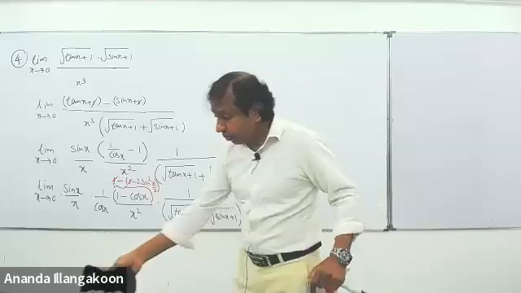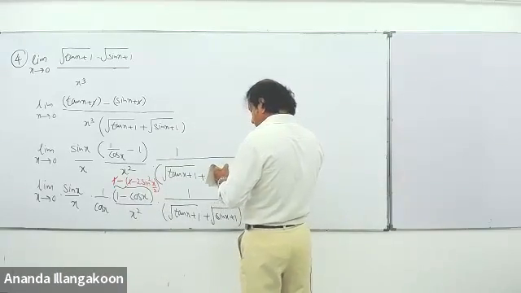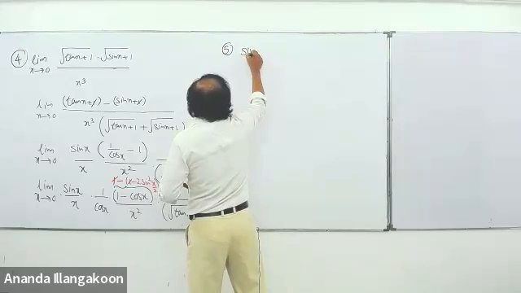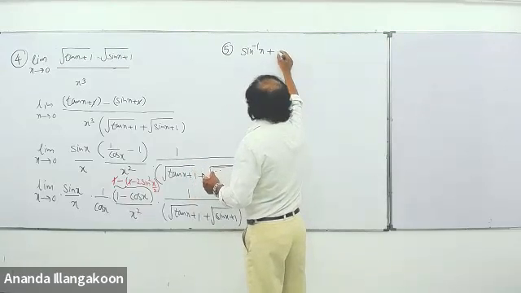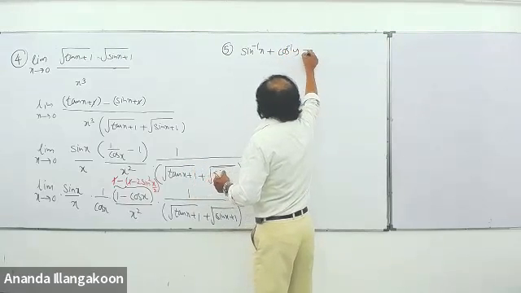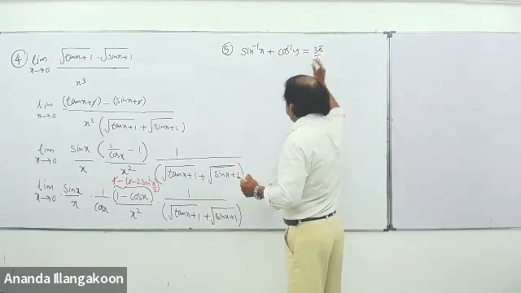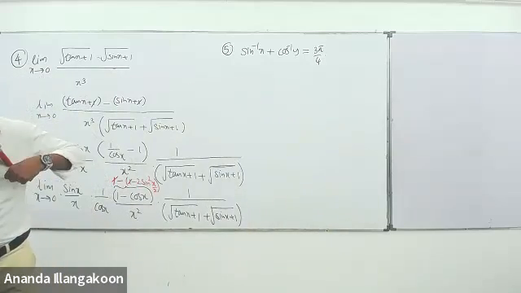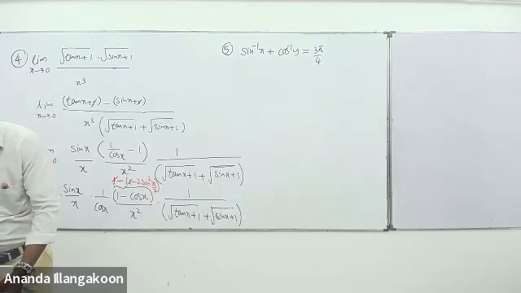Okay. Number 5 is sin inverse x plus cos inverse y. Sin inverse x plus cos inverse y is equal to 3 pi by 4. Okay. But what is he asking? Asking to show this answer.